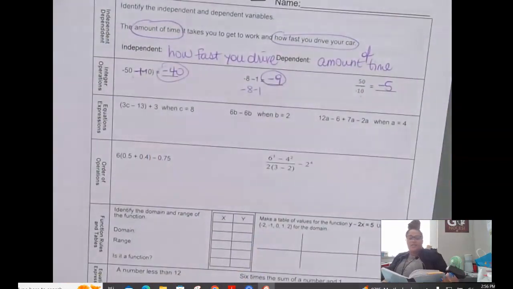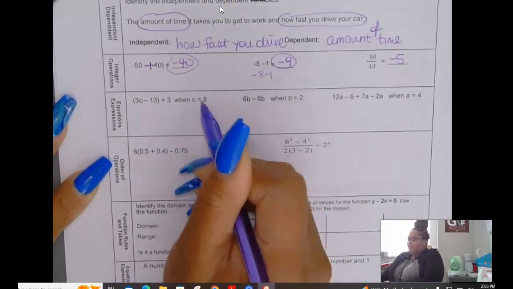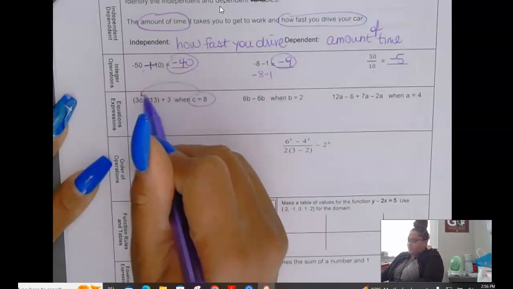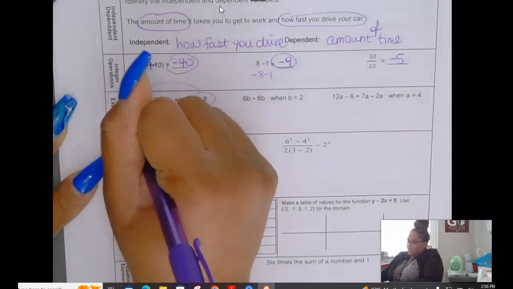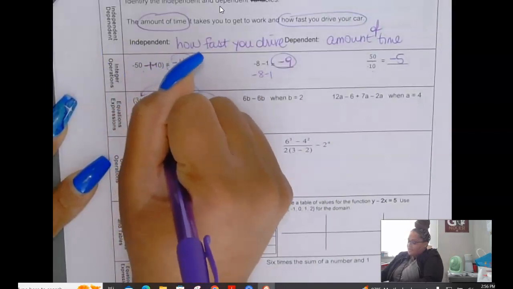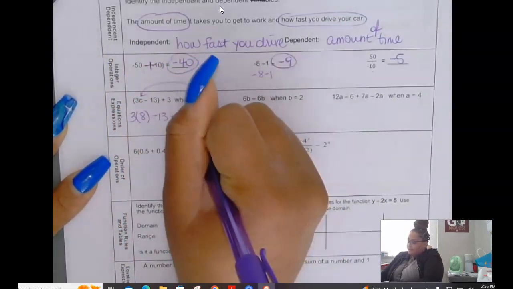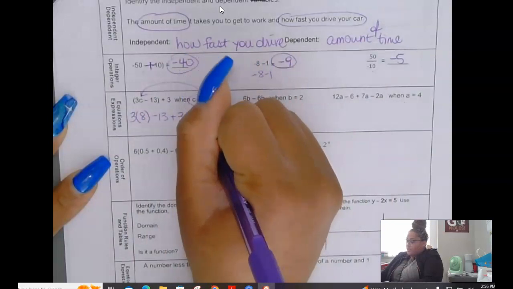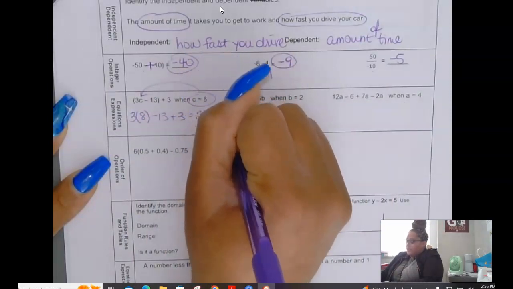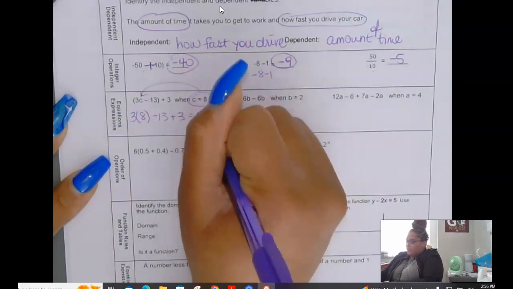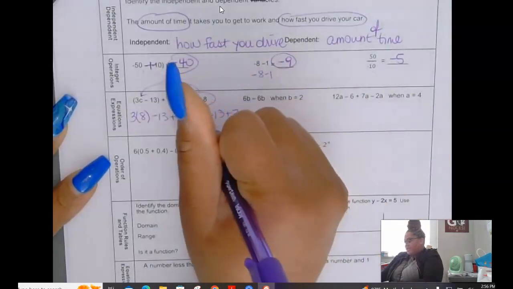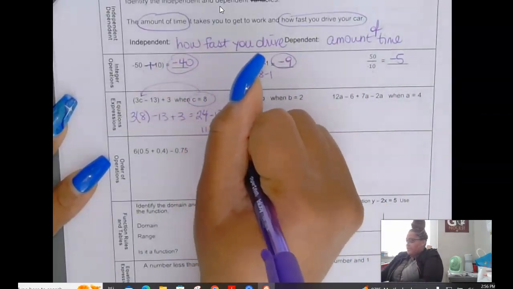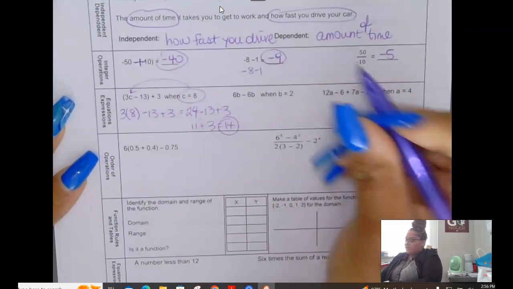3c minus 13. So now we're working on some equations and expressions. So I have a value for c, so I'm going to plug it in there. This is 3 times 8 minus 13 plus 3. 3 times 8 is 24 minus 13 plus 3. 24 minus 13 is 11 plus 3, which equals 14.